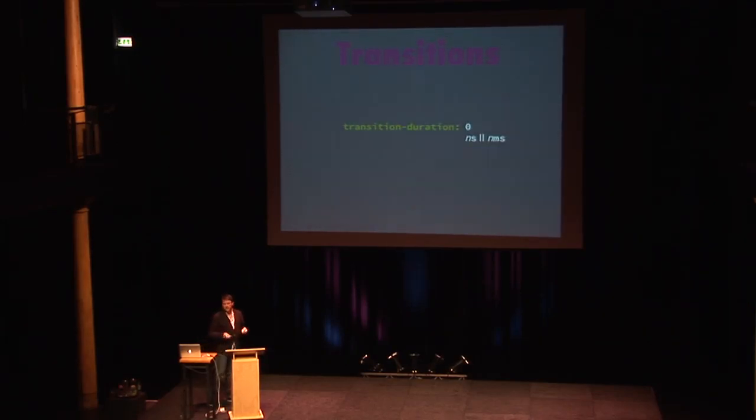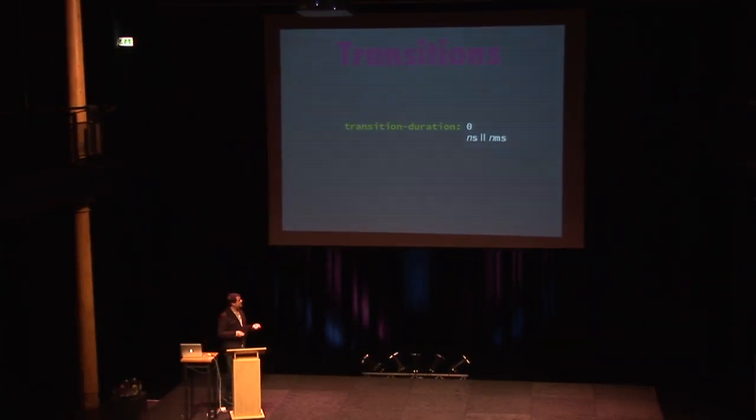The transition duration, by default, is 0. No transition happens, which is why you have to specify it to make the transition shorthand work. The other values it takes are either n seconds or n milliseconds. So 1 second is 1,000 milliseconds. And all that is the length of time over which the transition will occur. Super simple.